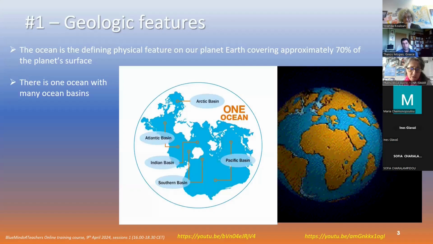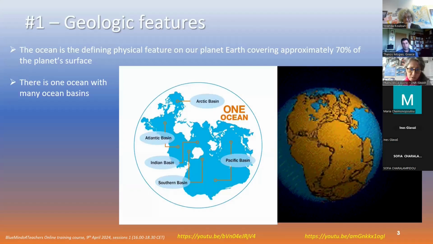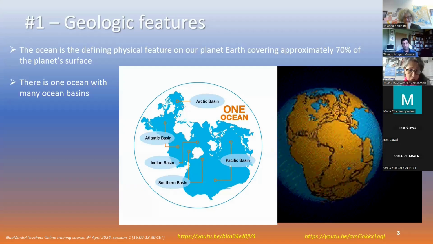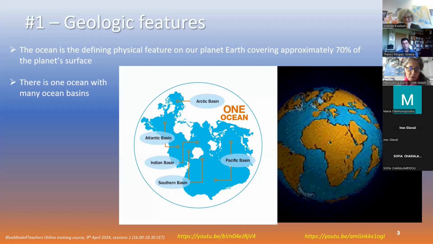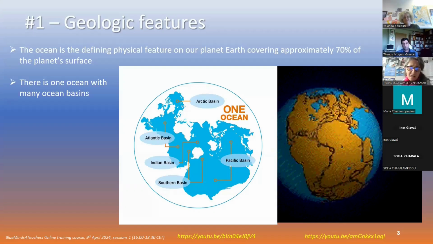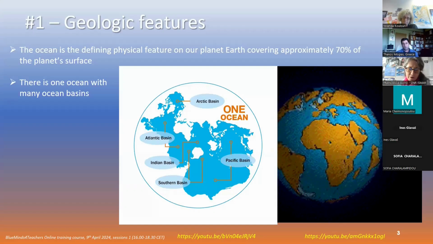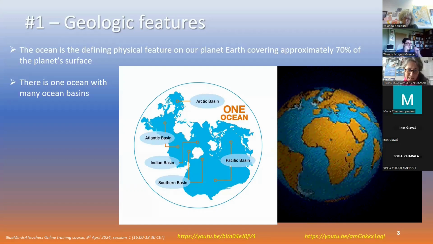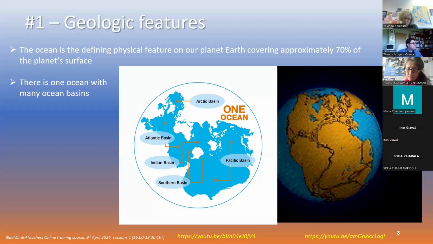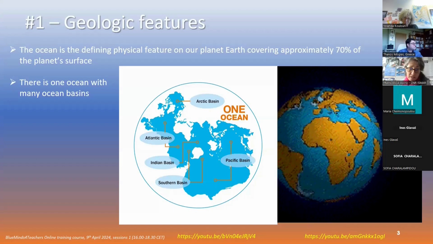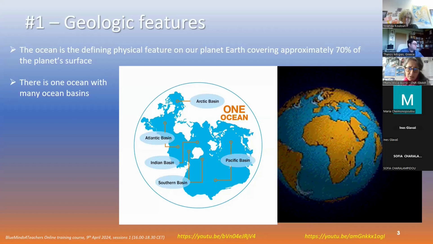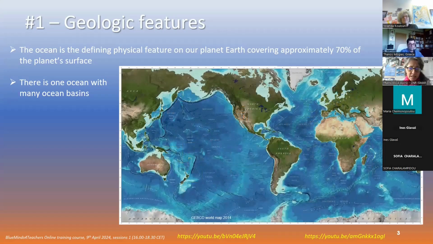But if we use this projection, this picture that was developed by a person called Spilhaus, the Spilhaus projection, is a way to see our planet from the point of view of the ocean. So one big ocean and the land is around it. And you can see the different basins that we are used to calling oceans, but in reality, they are part of the same ocean.